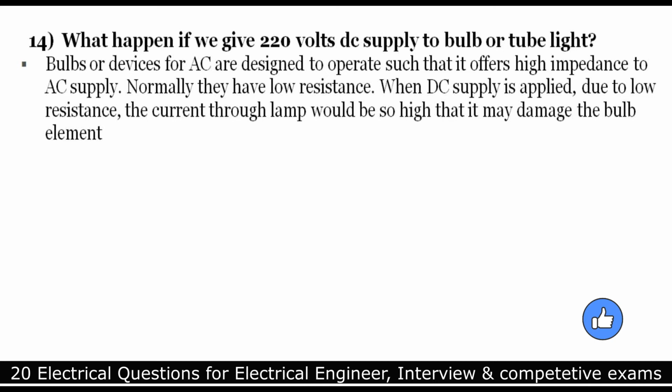Bulbs or devices for AC are designed to operate such that they offer high impedance to AC supply. Normally, they have low resistance. When DC supply is applied, due to low resistance, the current to the lamp would be so high that it may damage the bulb element.